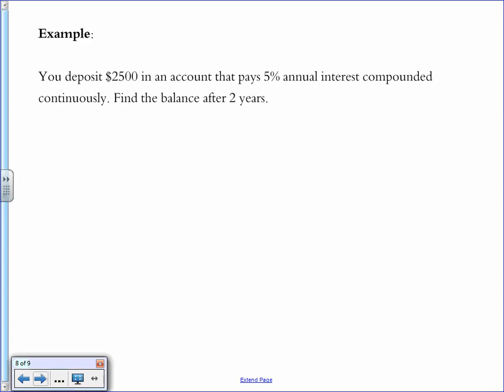So for example, you deposit $2,500 in an account that pays 5% annual interest compounded continuously. When you see those words, that's how you know that you need to use the formula that's got e in it. P times e to the rt. And so we're going to find the balance after 2 years. So our model would be y equals principal amount or starting amount times e to the r, don't forget to write your percent as a decimal, t power. Remember, a model has 2 variables in it.